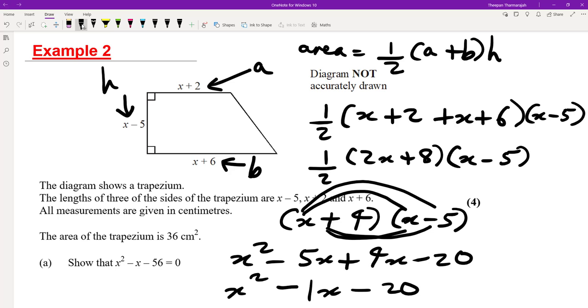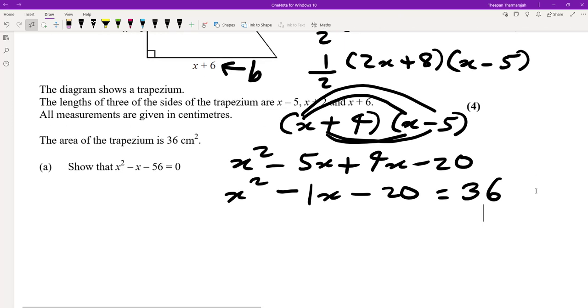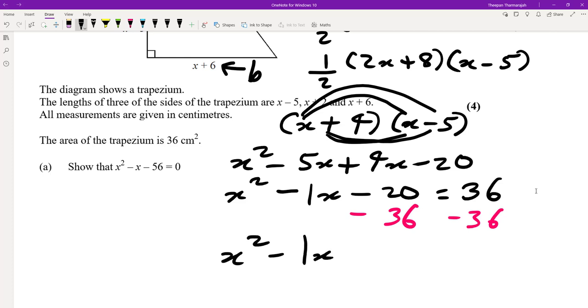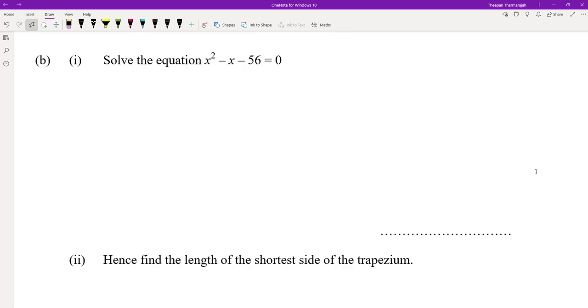We need to make this equal to 36. So I'm going to say this is equal to 36. And we need to show that we get the following quadratic: x squared minus x minus 56. Don't forget, all quadratics need to be equal to 0. So I'm going to minus 36 on both sides, like so. And then I'm going to get x squared minus 1x minus 56 equals 0. So that's the quadratic they want us to show.